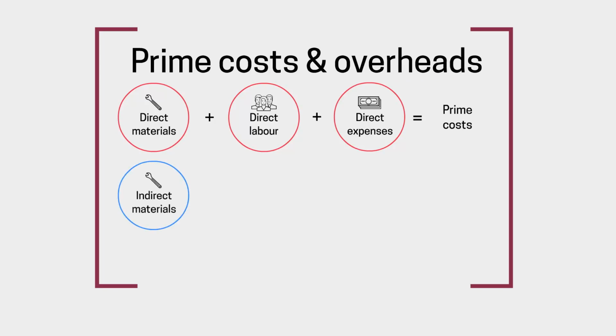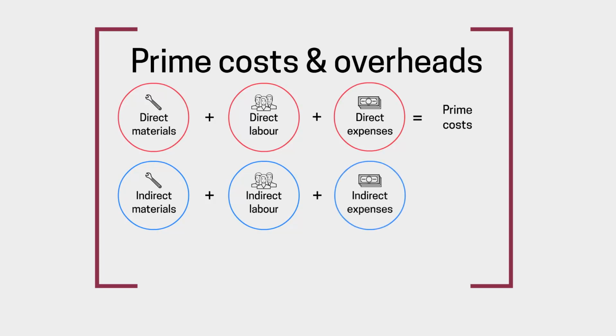And then your overheads are calculated by taking the total of all your indirect costs, grouping all your indirect costs, your indirect materials, your indirect labor, your indirect expenses. So if we had indirect materials of £1, indirect labor of £2, and indirect expenses of £3, then our total overheads would be £6. And we can add our £6 overhead costs to our £15 prime costs to give us our £21 total production or factory cost.